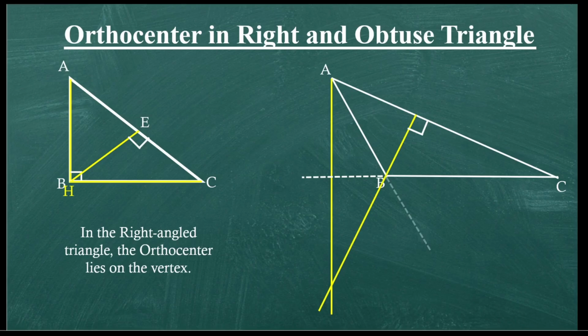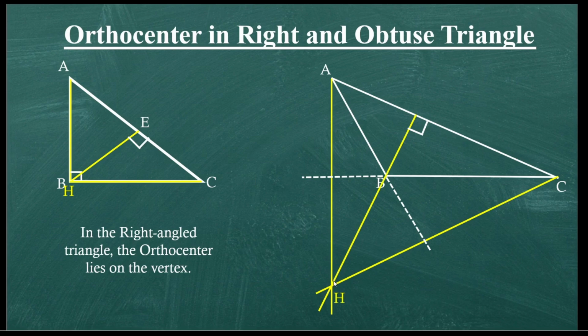Now my third altitude from C again needs a dotted line, because if I draw a 90-degree line from C, it will lie somewhere over here. So I will extend my line AB a little bit towards the outside direction, and let's see where our altitude from C lies over here. So you can see that all the three altitudes from A, from B and from C are meeting at this point, and this point is the orthocenter.